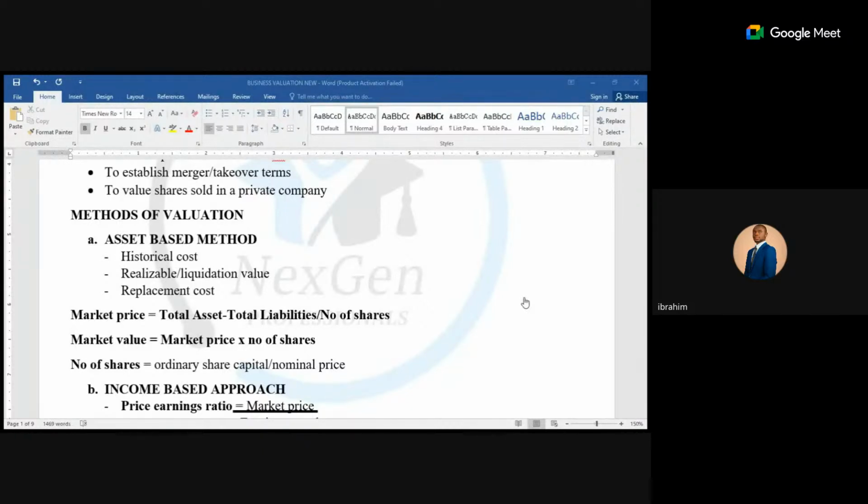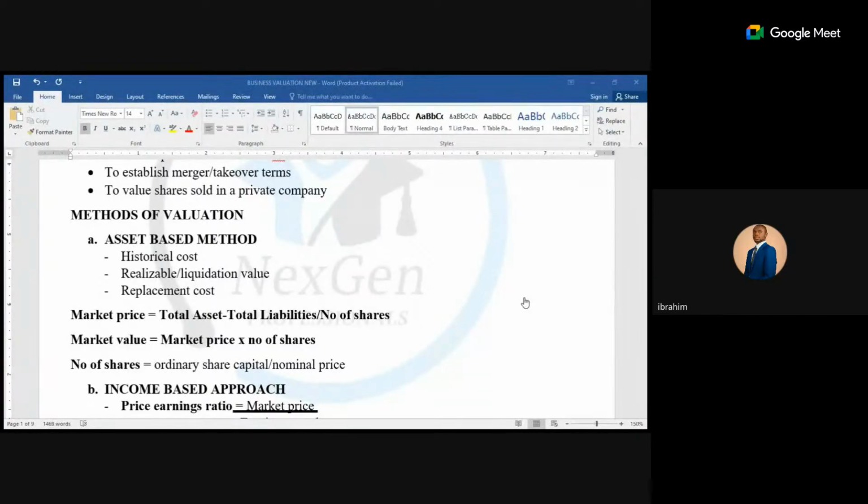Class, realization. What you realize when you sell your assets will be given to you in the question. What you realize is what the company realizes. It will be given to you in the question. That is liquidation.